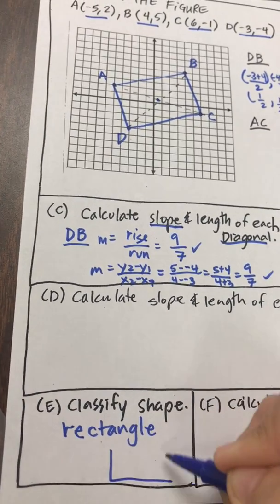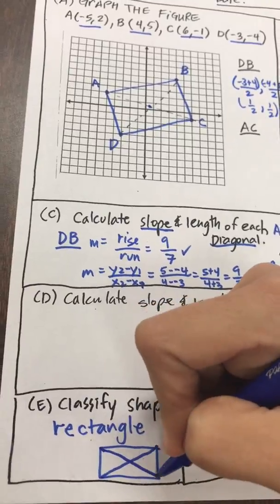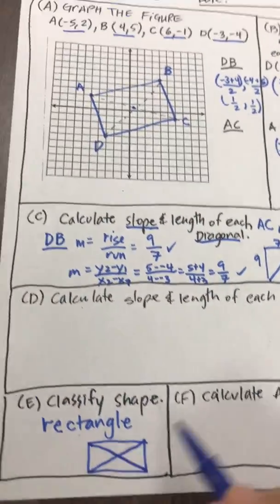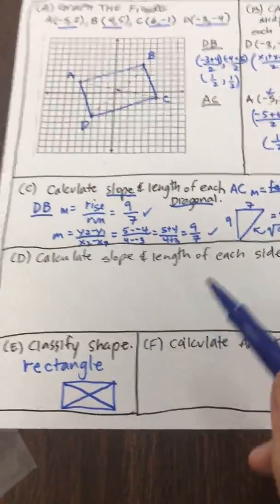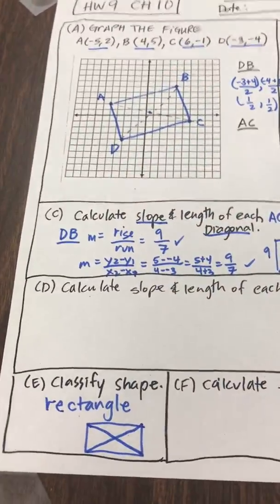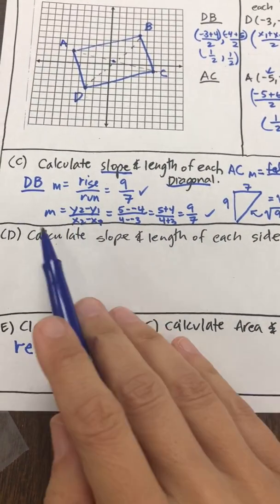Because I'm noticing that a regular parallelogram would not have diagonals that were equal. So the fact that those diagonals are equal is making me feel more and more like it could be a rectangle. But it could be a rhombus too, although it doesn't look like a rhombus at all. But okay, so let's get some more evidence to support our hypothesis.